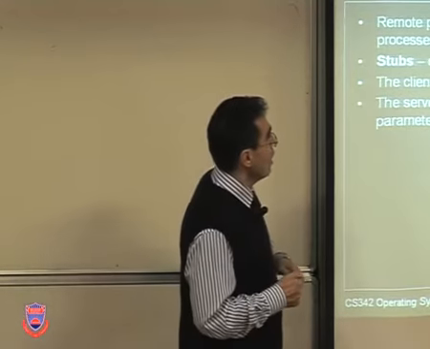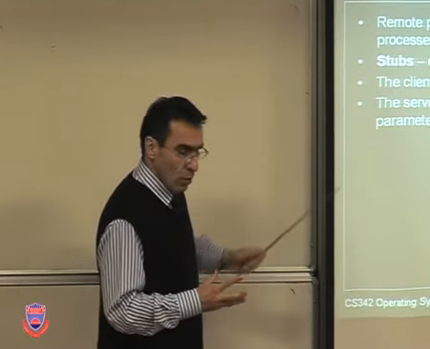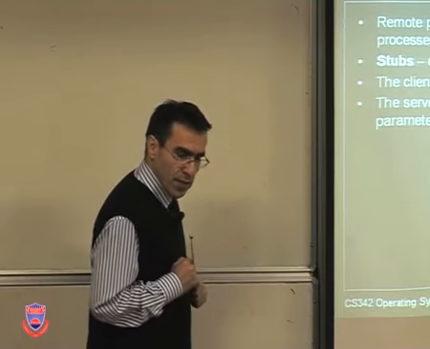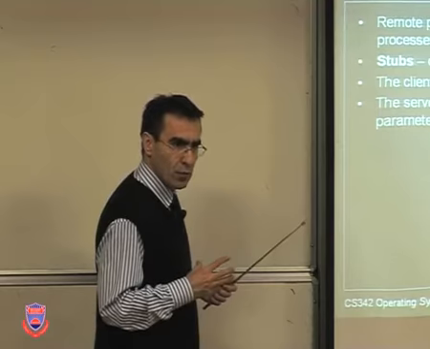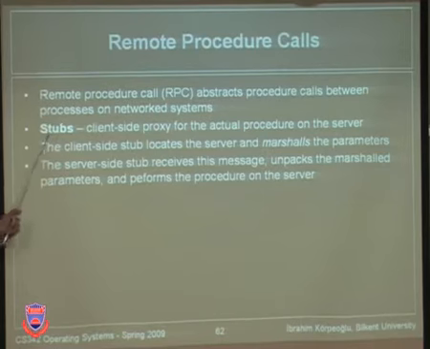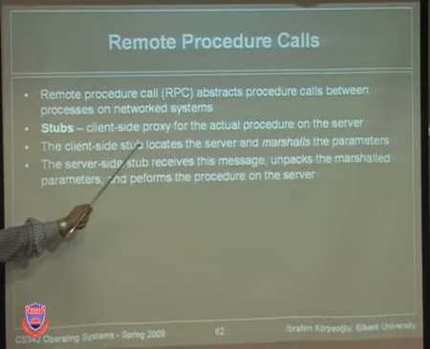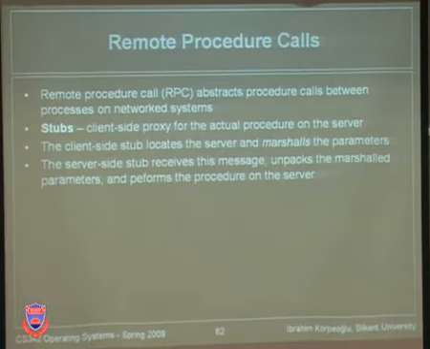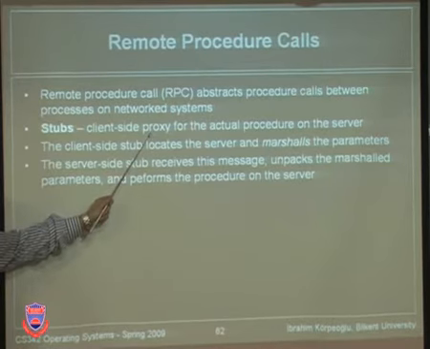So remote procedure call abstracts the procedure calls between processes on networked systems. In order to enable a process here to call a function remotely, the system should support RPC, remote procedure call. For that, it provides stubs where we have a client-side proxy, okay, provided by the system, for the actual procedure on the server. So when you call a remote procedure in your application, as if you are calling a local procedure, the call is intercepted, and client-side proxy is invoked so that it will process that procedure call.